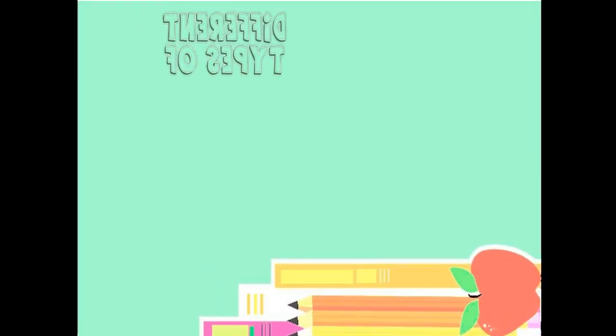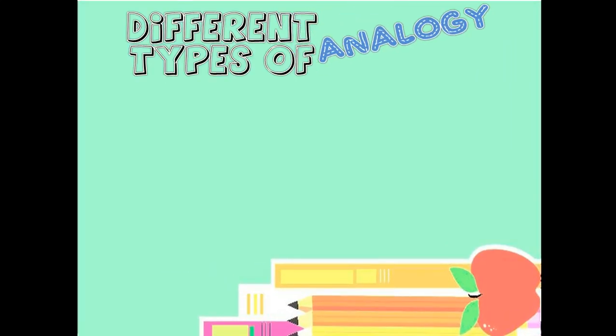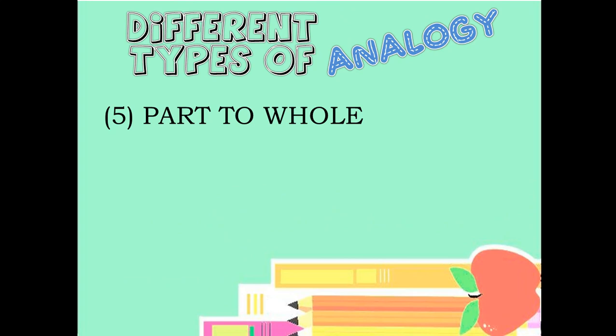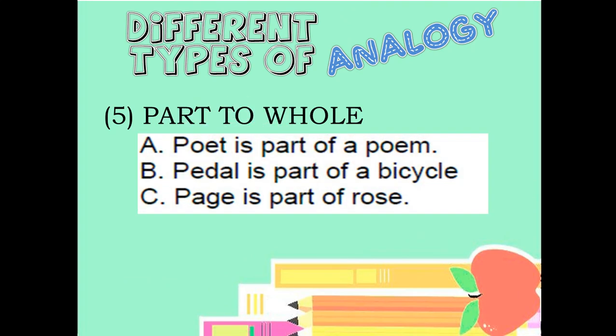Next, we have part to whole. Poet is part of a poem. Pedal is part of the bicycle. Page is part of rose. Which do you think of the statement has part to whole relationship? That's correct. Letter B. Pedal is part of a bicycle. Same as with our previous example. Kitchen is part of the house. Keyboard is part of the computer.